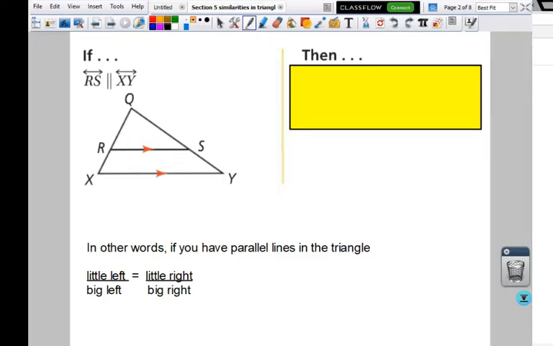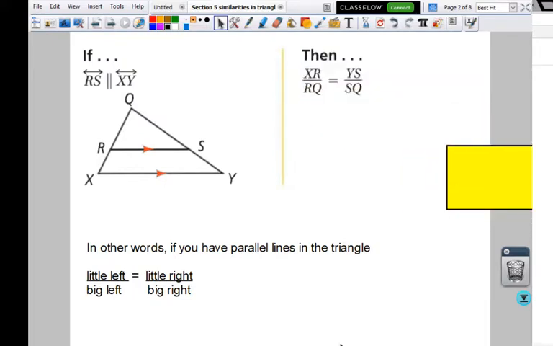Alright, so for our last lesson, we are looking at similarities in triangles. Just working with some of the relationships there. So if I have a triangle, and inside this triangle I've got a set of parallel lines, so if RS is parallel to XY, then I can set up a proportion: XR over RQ will equal YS over SQ.